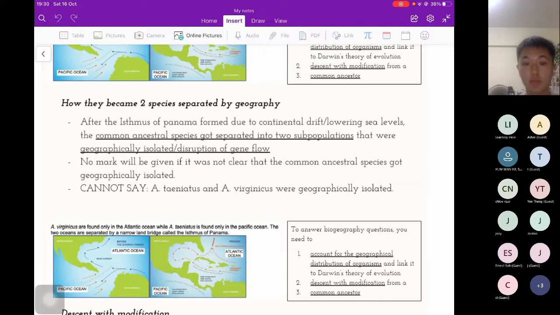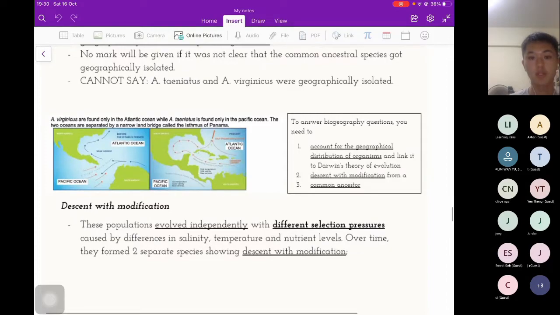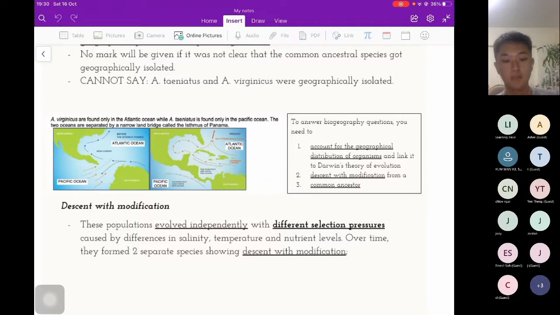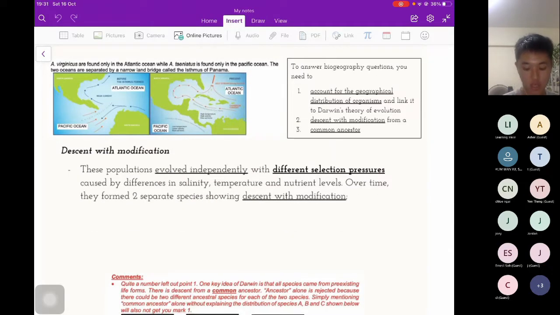So they are divided into two different subpopulations because they are now geographically isolated. And because they're geographically isolated, there is disruption of gene flow. Because there's been disruption of gene flow, they're exposed to different environments, different selection pressures. Those with favorable alleles are selected for, right? So they evolve independently of each other because they're exposed to different selection pressures.